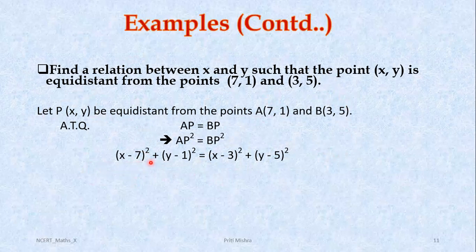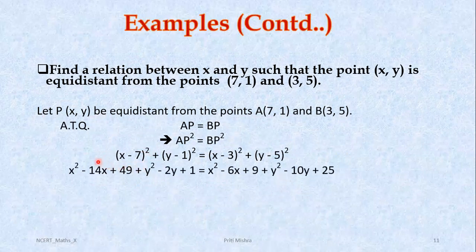Now we will open these expressions with the help of algebraic identities. Then we will have x square minus 14x plus 49 for this one, and y square minus 2y plus 1 for the expression (y minus 1) whole square, x square minus 6x plus 9 for (x minus 3) whole square, and y square minus 10y plus 25 for (y minus 5) whole square, by using the identity (a minus b) whole square is equal to a square minus 2ab plus b square.